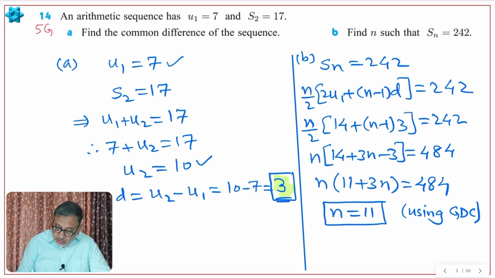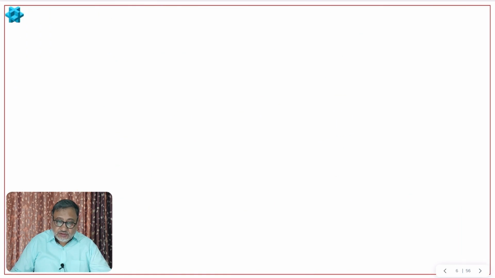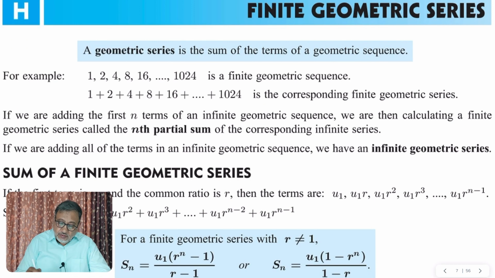Okay, so this question is also solved. We'll go to the next question. No need of this space. Yeah, now finite geometric series.